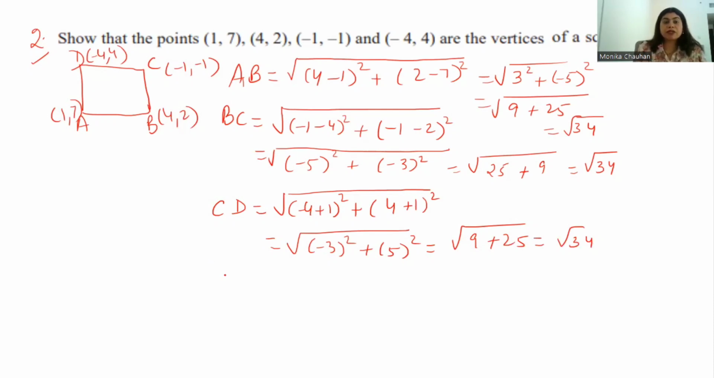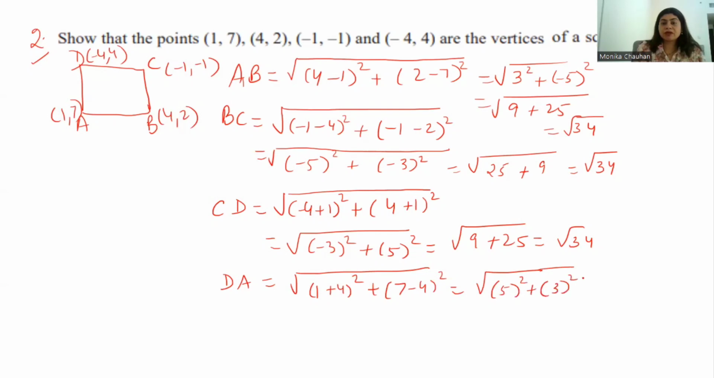Now let's see for DA. For DA, D is my x1, y1 and A is my x2, y2. So x2 minus x1: 1 minus of minus, it becomes plus, and y2 becomes 7 minus 4. So it becomes 5 plus 3 whole square, which is equal to 25 plus 9, which is equal to the square root of 34. So see, you got all the four sides with the same distance. That means one thing is clear, that all sides are same.